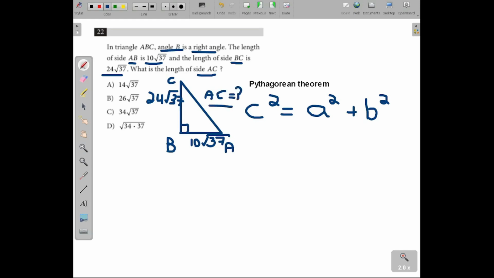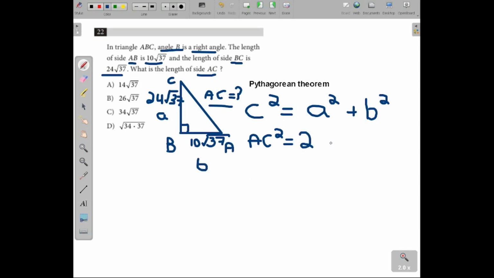How can we do that? We have the values of the two sides, and this is the hypotenuse, and it's a right angle. So we can use the Pythagorean theorem. C, which is AC, squared, is equal to A squared plus B squared. A or B can be either side, it doesn't matter in this case. But let's just be specific. So A is the side BC, and B will be the side BA.